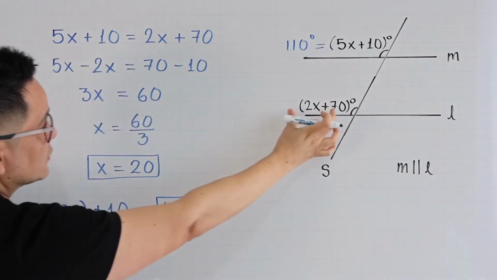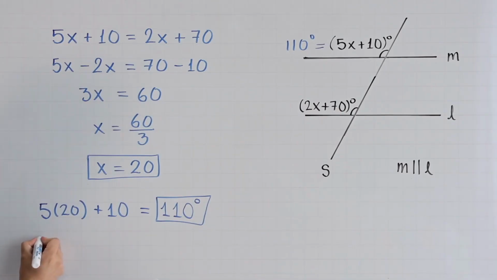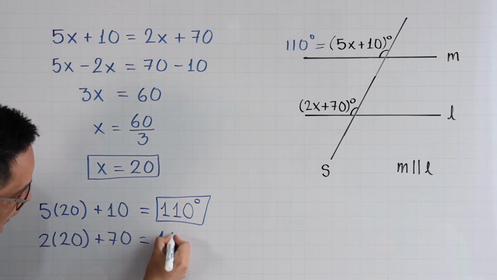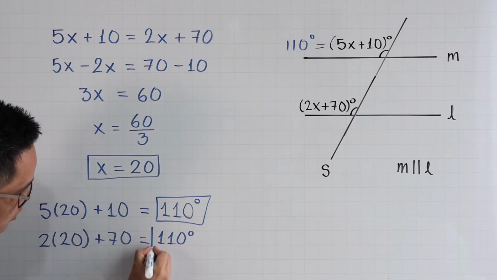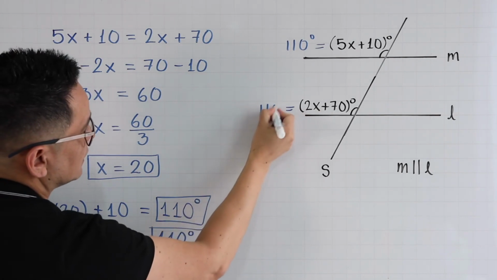So the measure of this angle I have here is 110 degrees. Let me write it like this. Now let's find the measure of this angle, which should give me the same result, right? All right. But let's substitute anyway to verify. It's 2 times x plus 70, but x is equal to 20. So I get 2 times 20 plus 70. 2 times 20 is 40, and 40 plus 70 equals 110. And in this case, it's degrees. As you can see, in fact, we're getting exactly the same result.